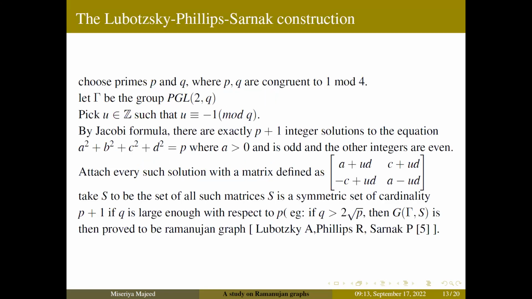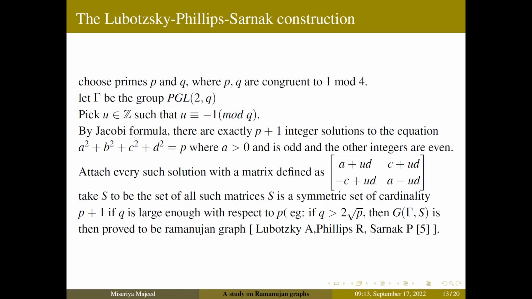Now, one of the explicit constructions, a famous construction, is the Lubotzky-Phillips-Sarnak construction. We use the group here as PGL, the projective general linear group of 2, Q. We take 2 primes P and Q, which are congruent to 1 mod 4. Then we find integer solutions. There are P plus 1 integer solutions for the equation A square plus B square plus C square plus D square equal to P, where A is greater than 0 and odd, and the other integers are even.